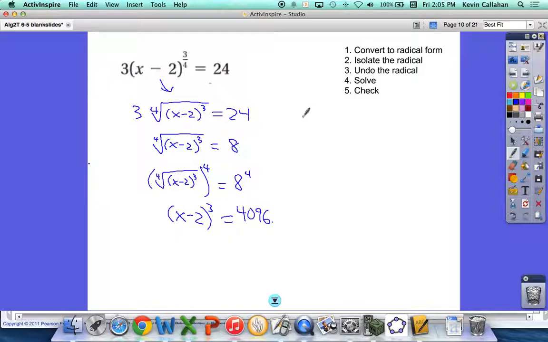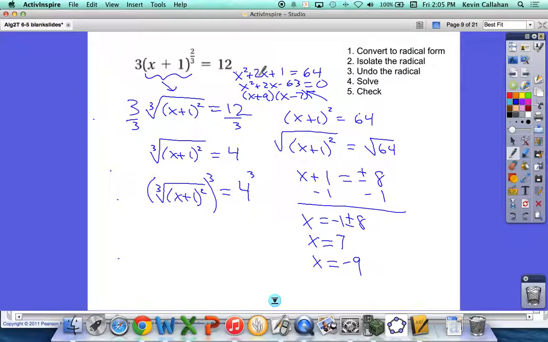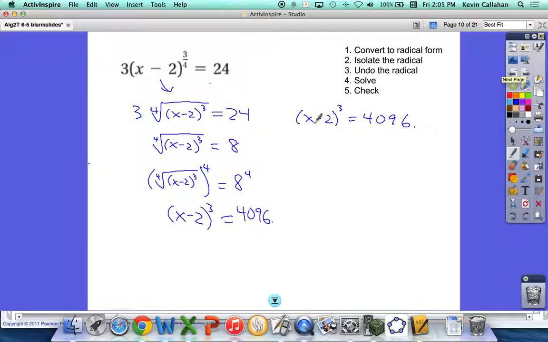So let me write this up here. X minus 2 cubed equals 4096. Okay, now, if I would, let me just multiply it all out, and then I'll solve it, okay? For this one, that's not a FOIL. That's x minus 2 times x minus 2 times x minus 2. That's going to become a lot more complicated if we go that route. And then in the end, what kind of polynomial would you have to solve? A cubic. I mean, we don't want to go down that route.